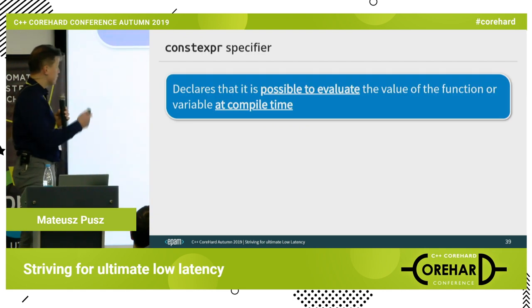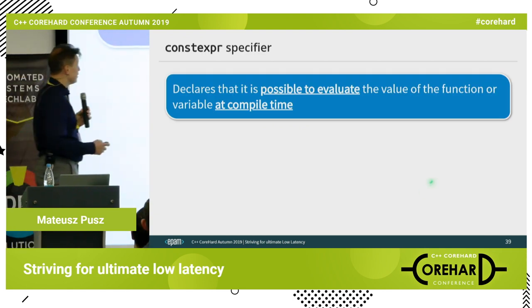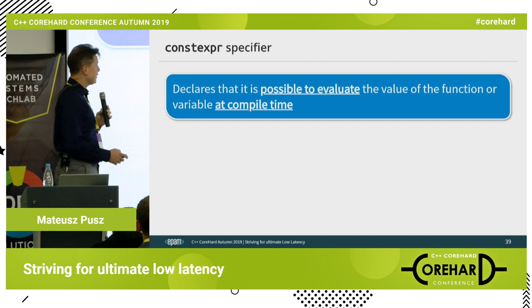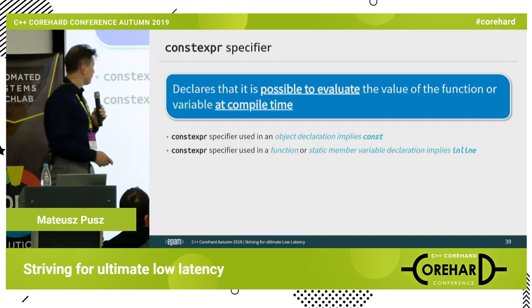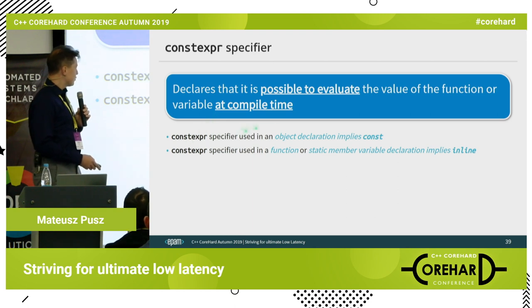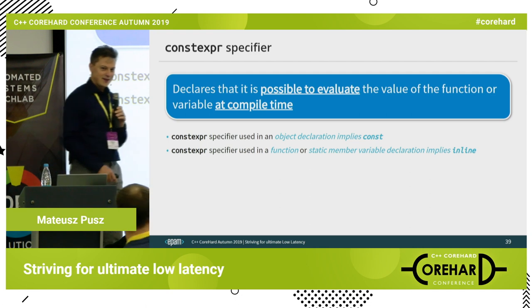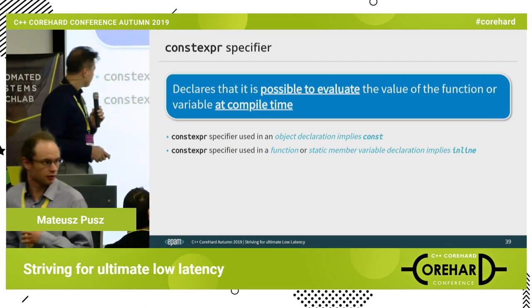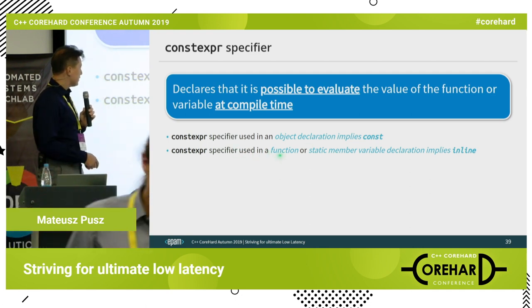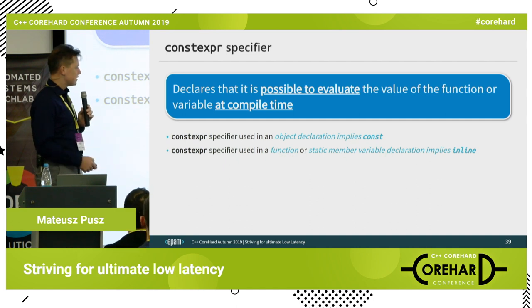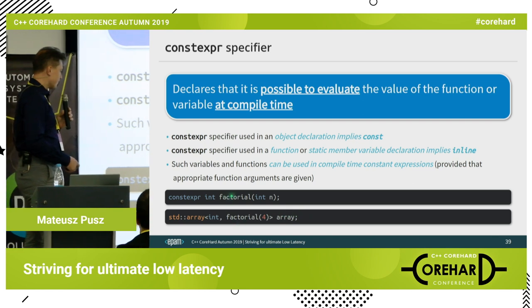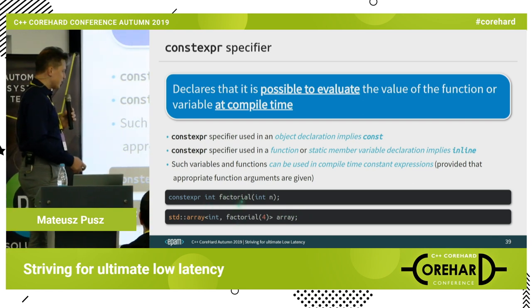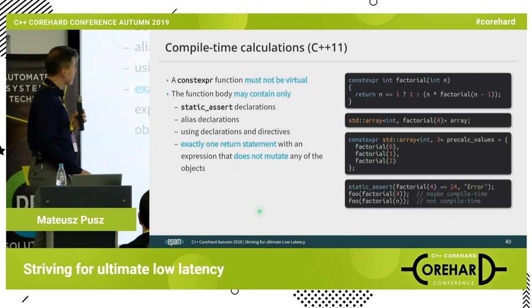With C++11, we got constexpr, right? That declared that it is possible to evaluate the function at compile time. A constexpr specifier used in an object declaration implies const, what we talked about today in the morning during the keynote. And a constexpr specifier used in a function or static member variable defines this as inline. So with this, you may create a constexpr function and use it to initialize an array size.